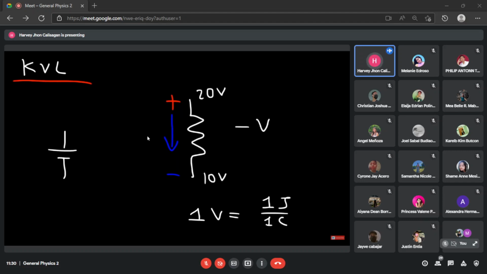Now, a battery does something different. In a battery, a current can flow from low potential to high potential. So this could be 0 volts and this could be 12. Whenever the current is flowing from a low potential to a high potential, that means the energy of the charges is increasing. And so this creates a positive voltage, because the battery is transferring energy to the charges. So it increases the voltage of the charges, but a resistor decreases the voltage of the charges.